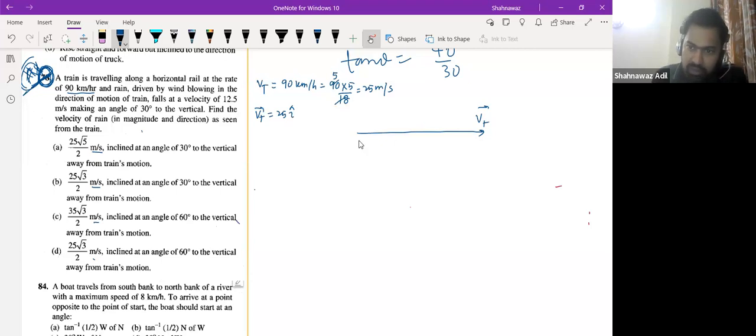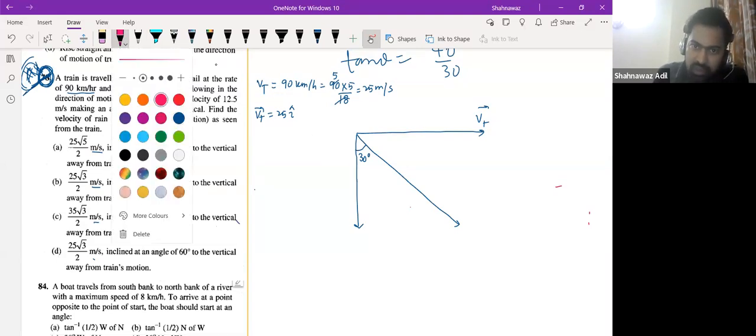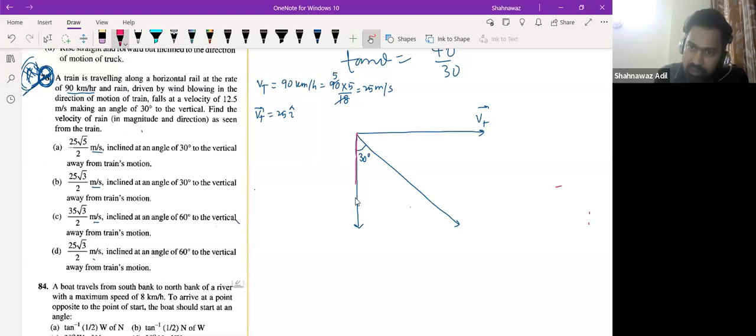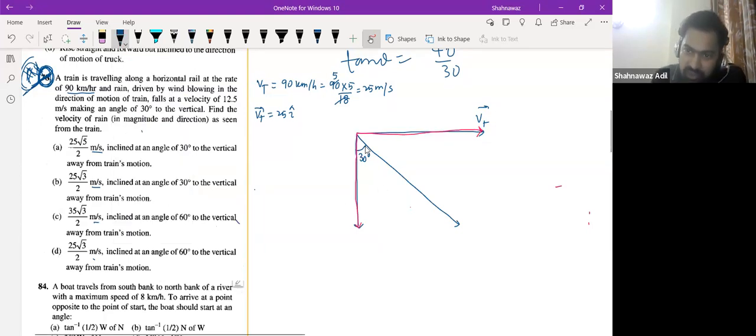Now the rain is falling. Let's say this is the vertical, and the rain is falling in this direction, making 30 degrees with the vertical. Let me draw this with another color. This is your rain, and this is your x and y axis. Let us first understand this with i j k formalism. This is 30 degrees, this is VR, so with the horizontal this would be 60 degrees.